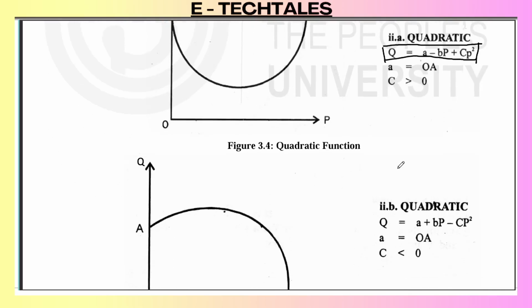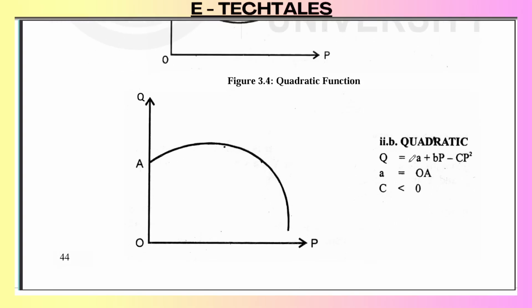And another type of quadratic equation is just the opposite. Herein it is a plus bp, which means the trend is up and then the trend goes down to negative. That's why it's minus cp square. So the equation becomes like this.